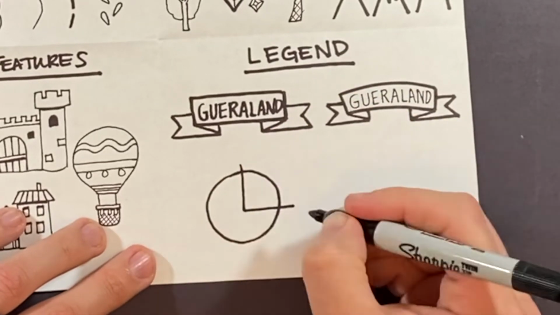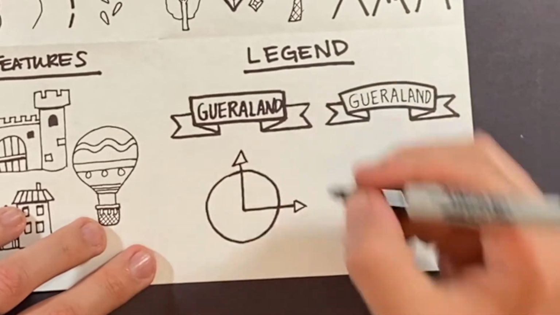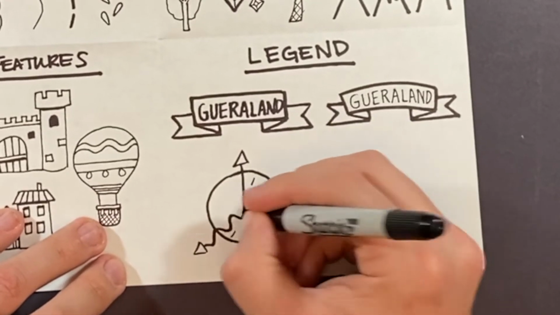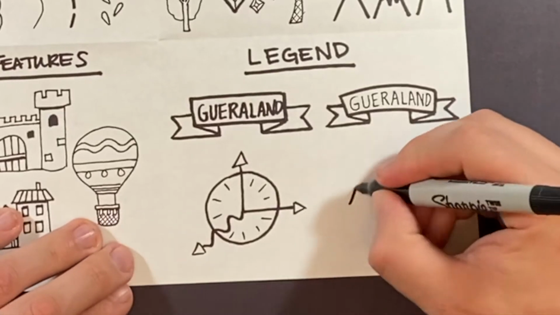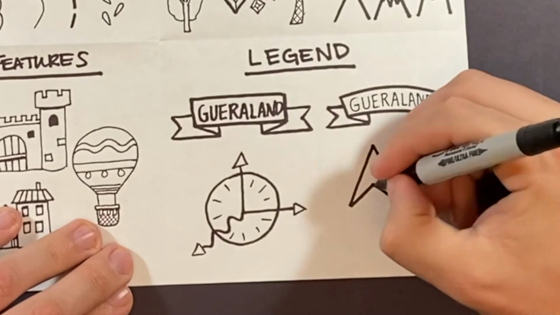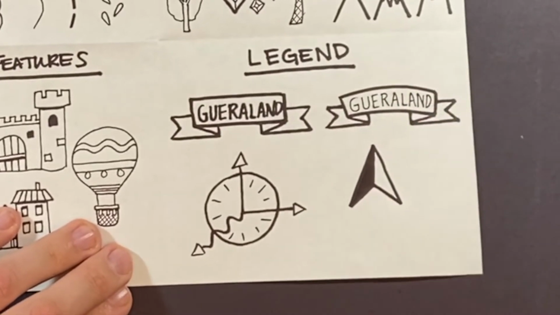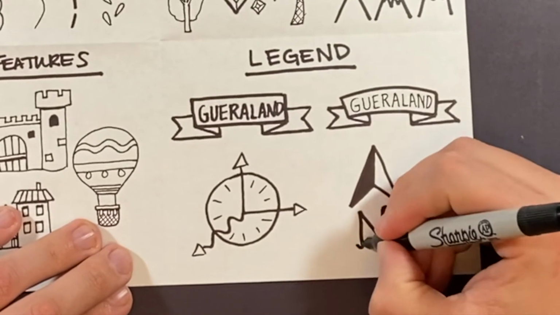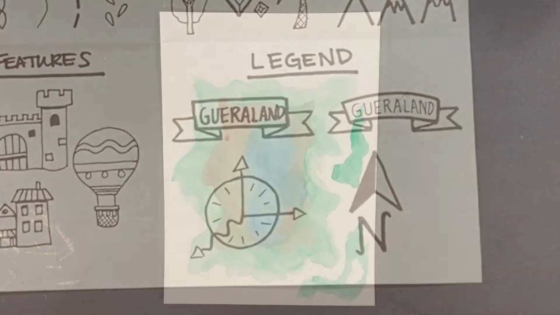Next, I'm going to show you a compass rose. This shows you that north, south, east, west direction. You can use arrows like on the face of a clock. You can do squiggly arrows, straight arrows, or you can do this upside down letter V shape with a giant N to represent which direction is north, and you can even make the N a little bit fancy.